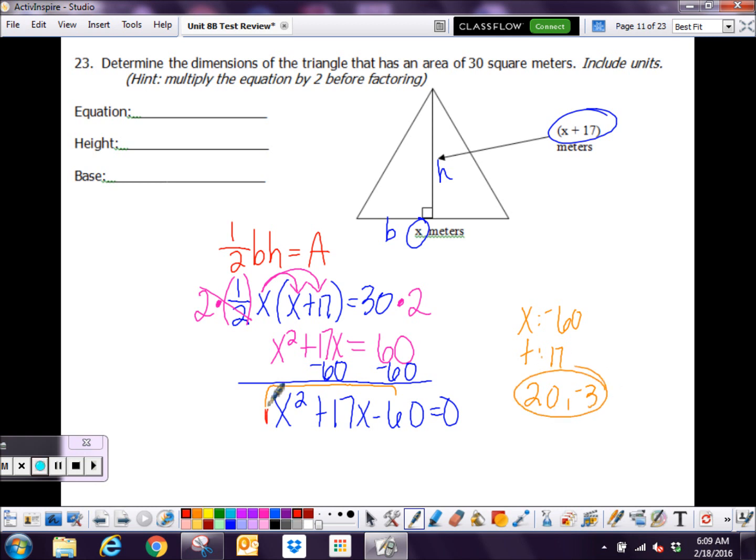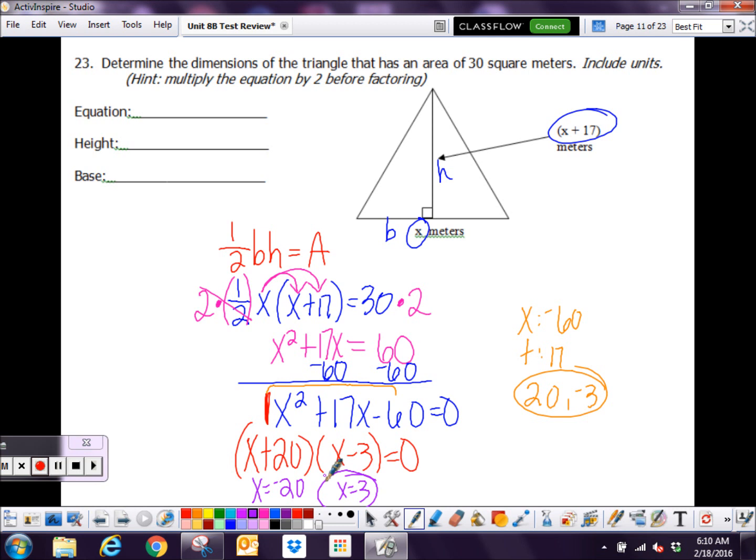Now I can do the shortcut here because I have a 1 in front. So I have x plus 20 and x minus 3. If I set x plus 20 equal to 0, I'm going to get negative 20. If I set x minus 3 equal to 0, I'm going to get 3. Which one of these answers do we want? We want the positive answer, because you can't have negative measurements. Now, if this was not a word problem, you would still have both answers. They would both be solutions.